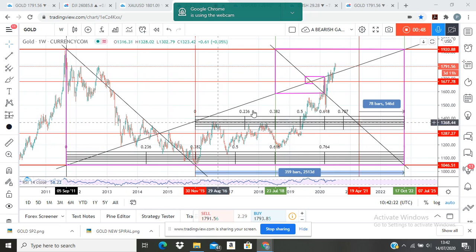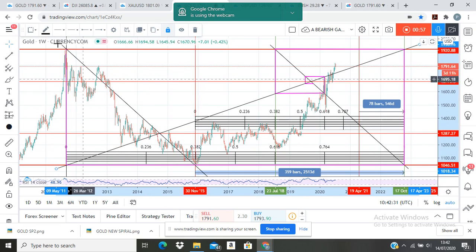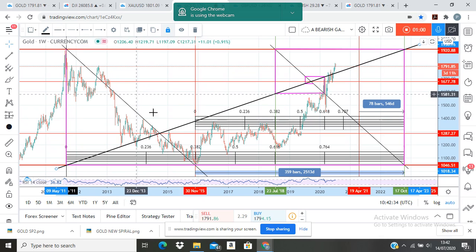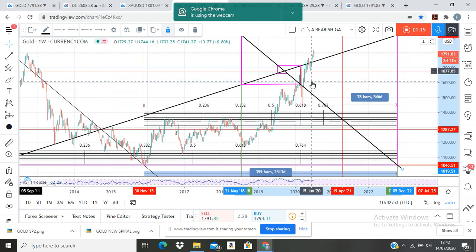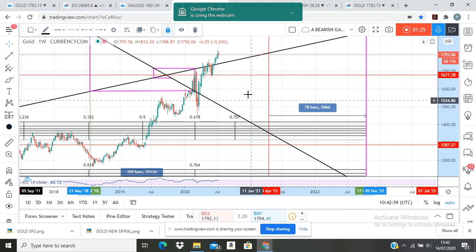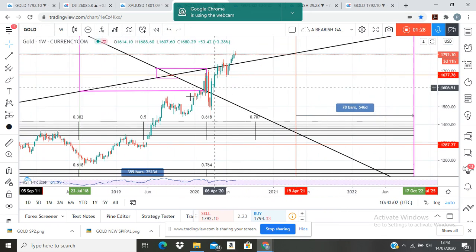Now we discussed the major diagonal, or the major axis of the spiral, which we said is this major diagonal. Let me just change the color. So this is the major diagonal that we have in the spiral. And then this side is the diagonal of the inverse of that spiral. And then we have the center here, where we said it is the center or the eye of the spiral. So it is difficult for price to close through or to break through that line.